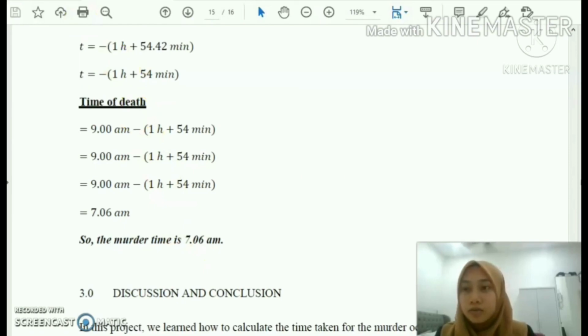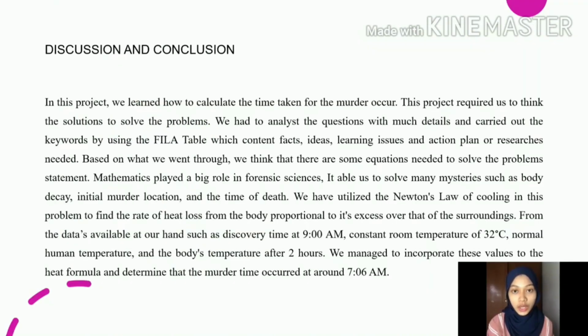Thank you. Next, I'm going to present the discussion and conclusion. In this project, we learned how to calculate the time at which the murder occurred. This project requires us to think of the solution to solve the problems. We have utilized Newton's law of cooling in this problem, where the rate of heat loss from the body is proportional to its excess over the surroundings. Lastly, we managed to incorporate this value into the heat formula and determined that the murder occurred at around 7:06 AM.